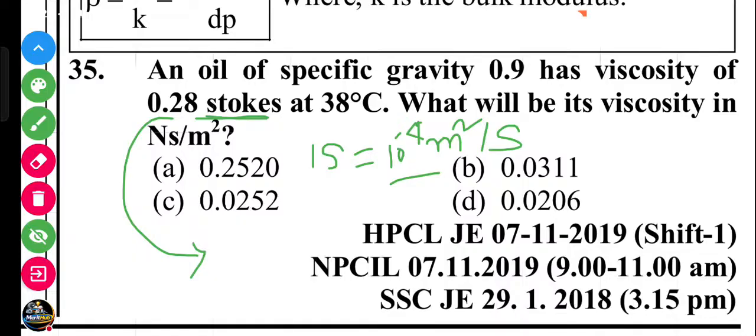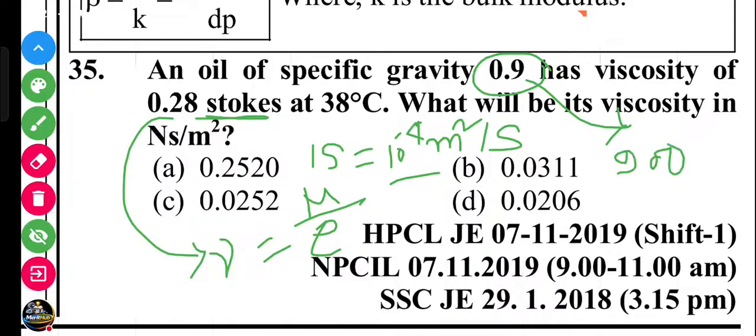Then viscosity: nu is equal to dynamic viscosity divided by density. Specific gravity is 0.9, so multiply with 1000, then we get the density. So density is 900. So dynamic viscosity is 0.28 into 10 to the power minus 4 into 900. Okay, then we get the answer.